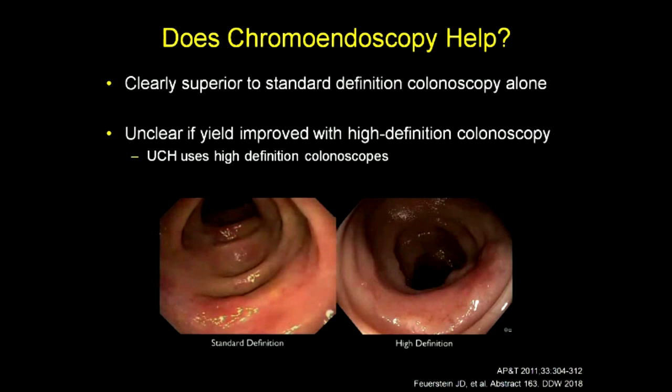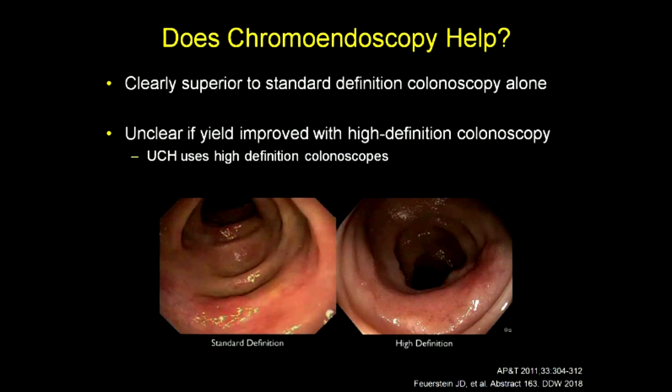And going back to that SCENIC consensus statement, their recommendation was based mostly on using chromo endoscopy in addition to standard definition white light colonoscopy. And very clearly, if you add chromo to standard definition colonoscopy, it enhances your ability to see dysplasia. There's no doubt about it. But we don't have as much data on what about high definition colonoscopy.